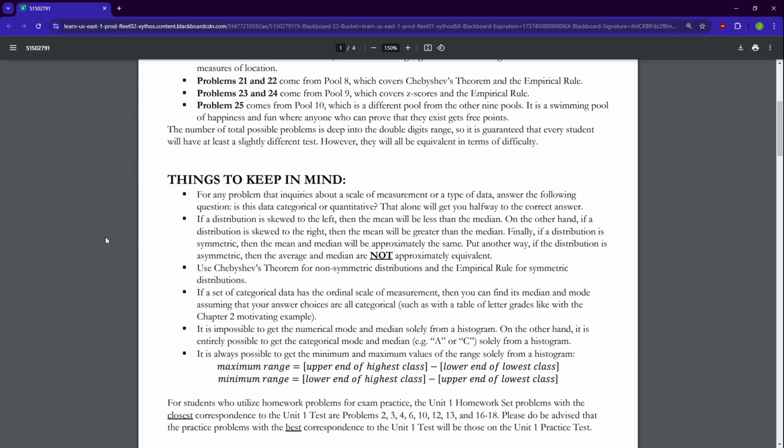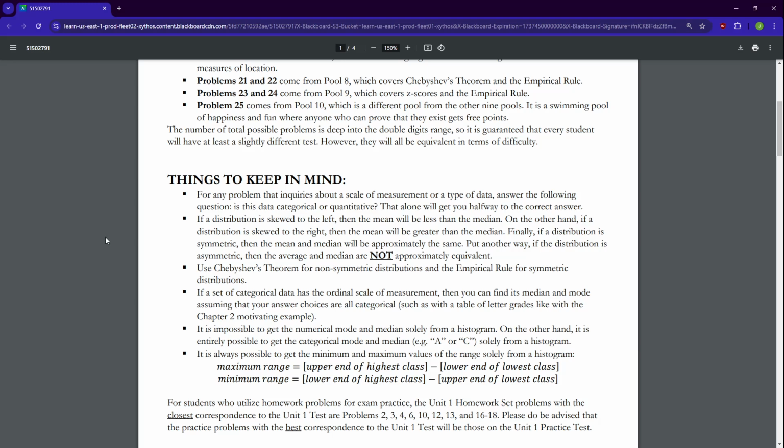So again, for these first few questions of the test, the first question you should ask yourself is, is it categorical or quantitative? With regards to shapes of distributions, suppose we have a distribution that is skewed to the left. If it's skewed to the left, that means we have a peak on the right-hand side, then we have a long tail, or at least some kind of a tail, going off to the left.